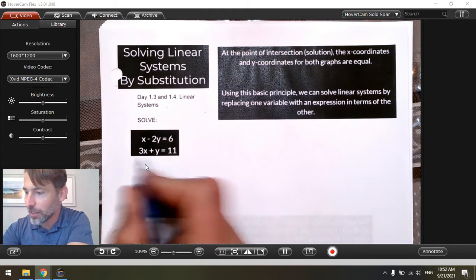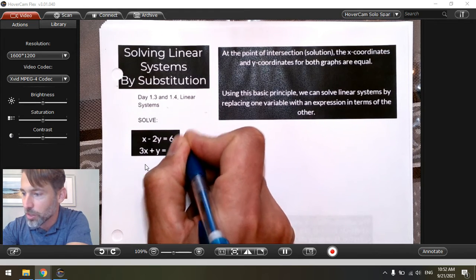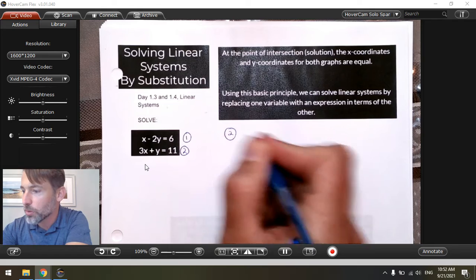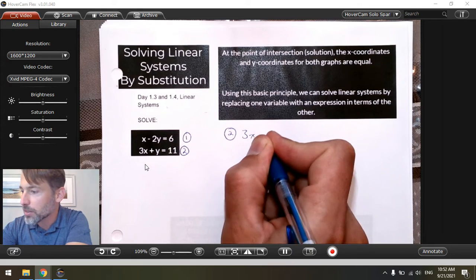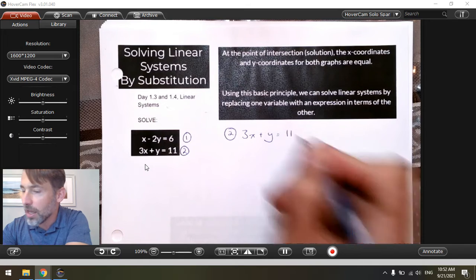So I'm going to rewrite that equation, and I'm going to label them too. That was important to remember. This is equation number 2. This is equation number 1. So here's equation number 2. 3x plus y equals 11.